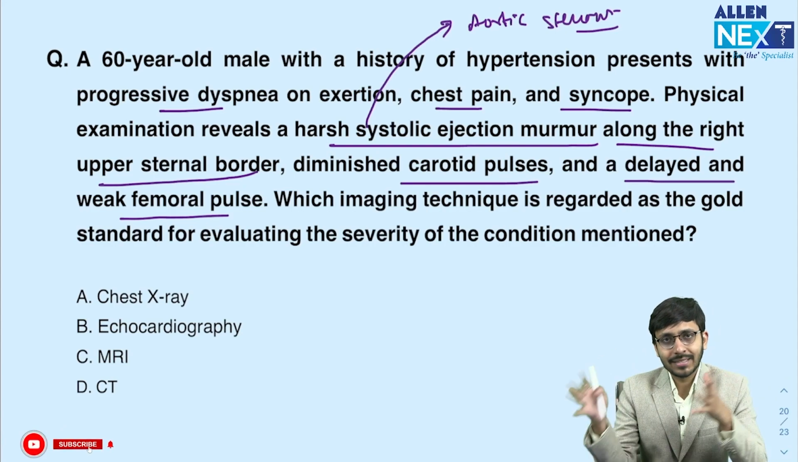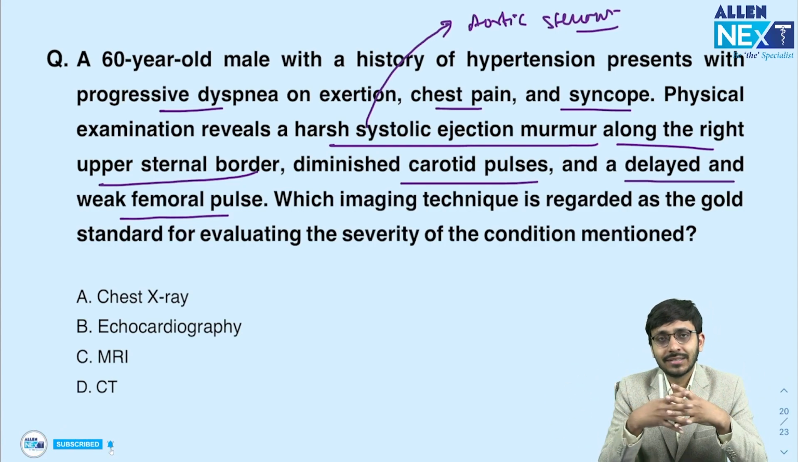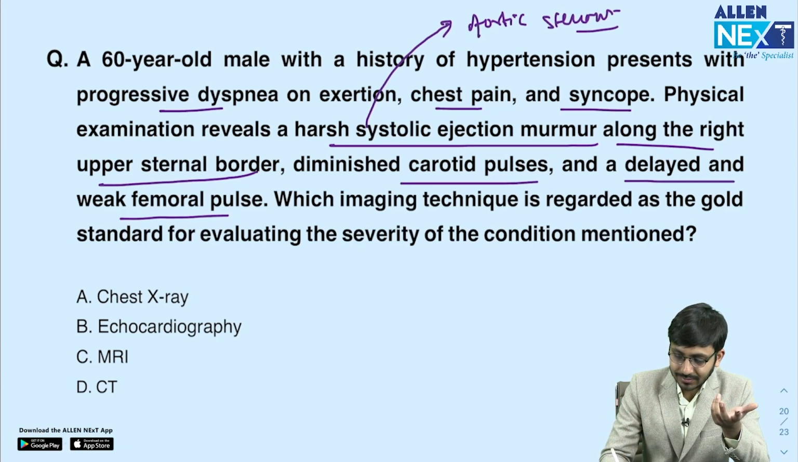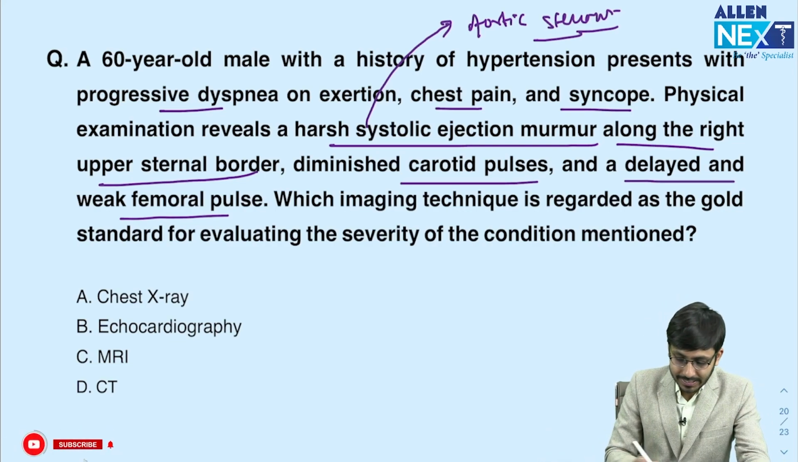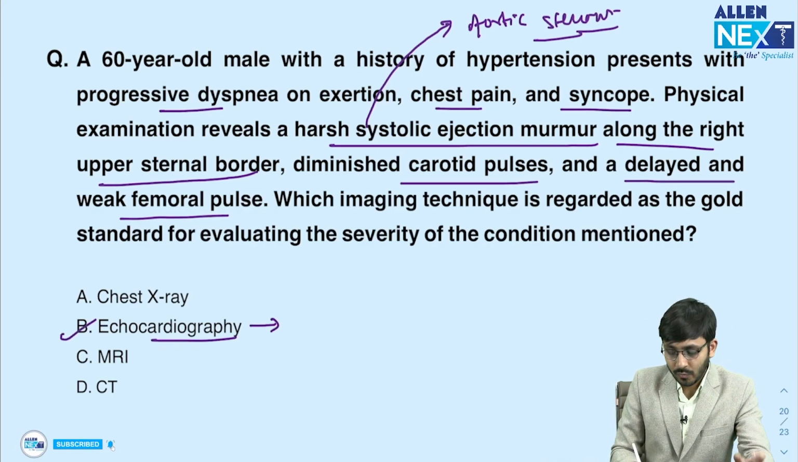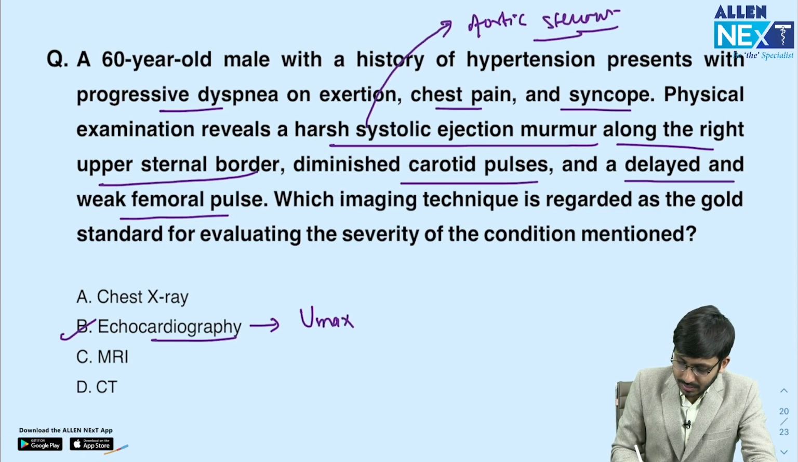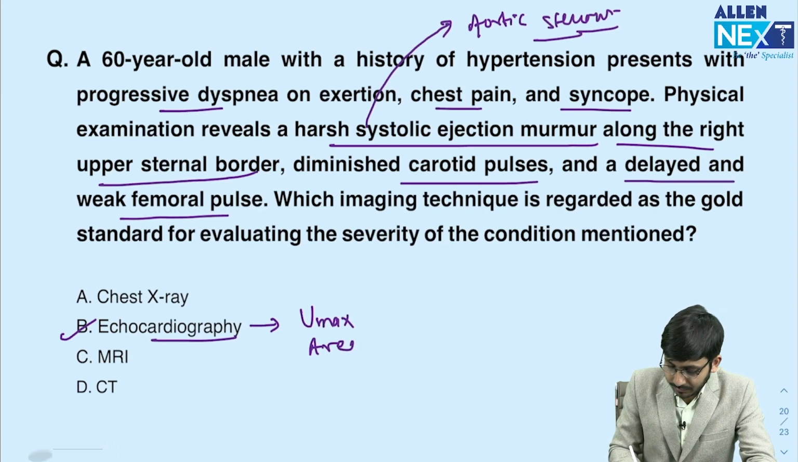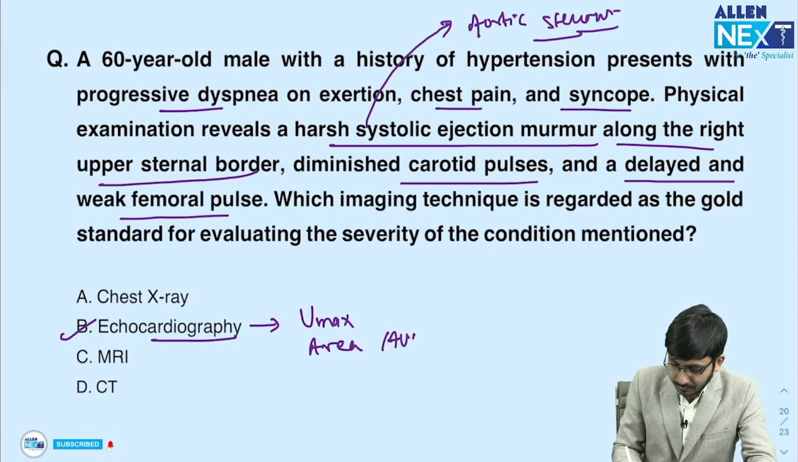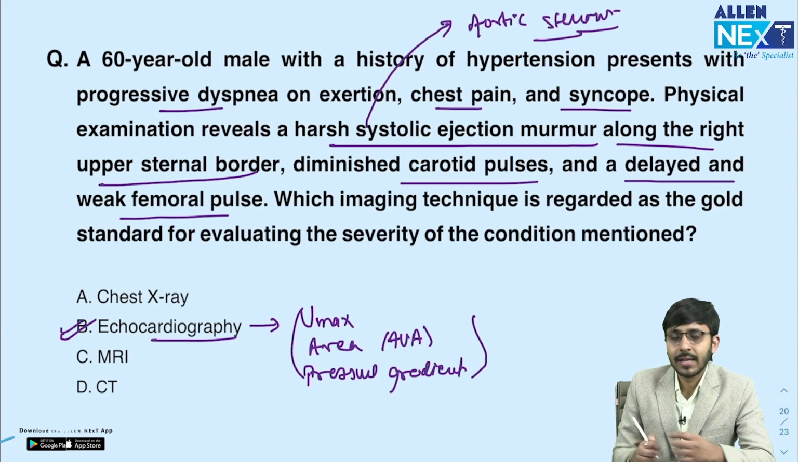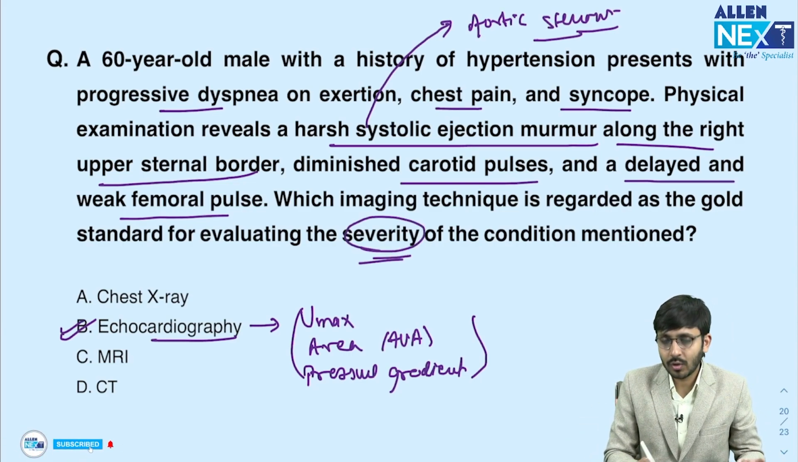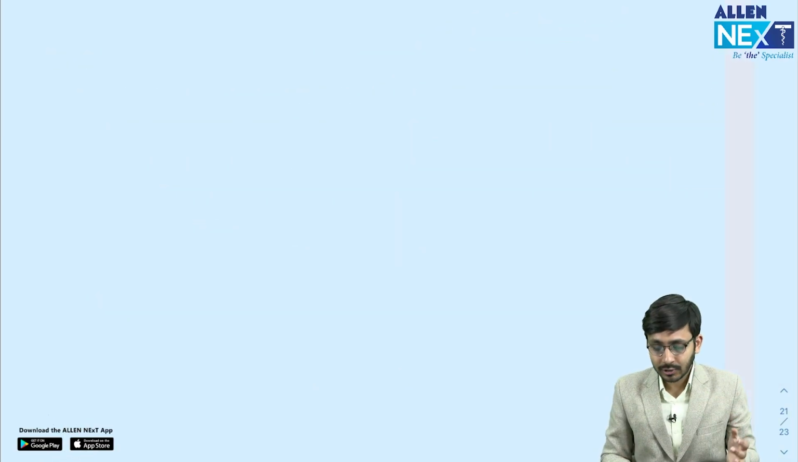Now, it is an overlap between medicine and radiology and more of a medicine question per se, but let's just discuss it here. So, in aortic stenosis, the gold standard for evaluating severity is echocardiography, because we want to measure the Vmax, aortic area, annulus area, aortic valve area, and the pressure gradient. Okay, all these are measured on echocardiography, and that is used to assess the severity of the condition. So now we move on to the next question.